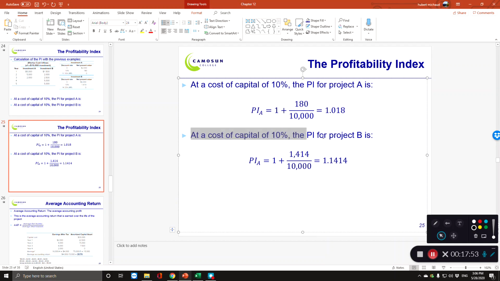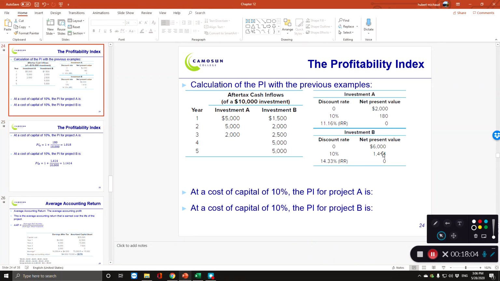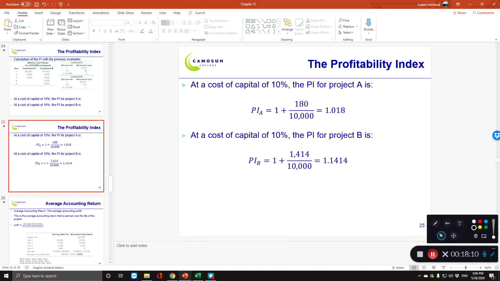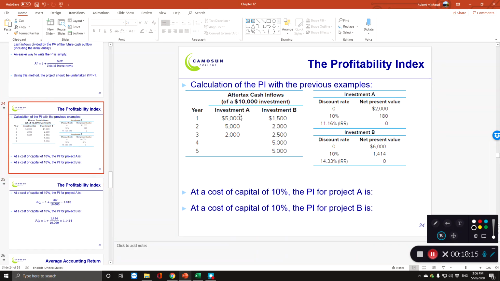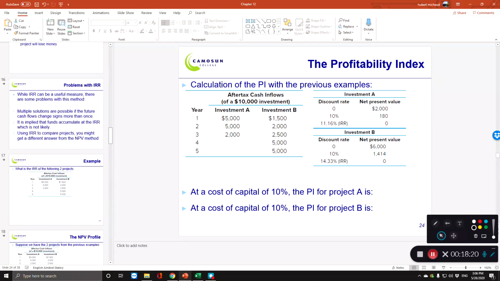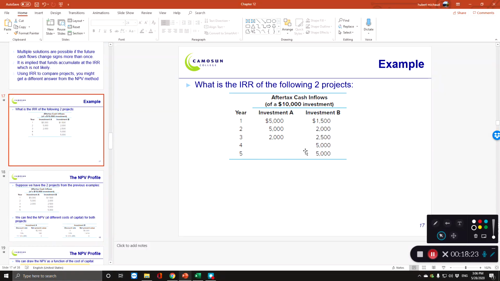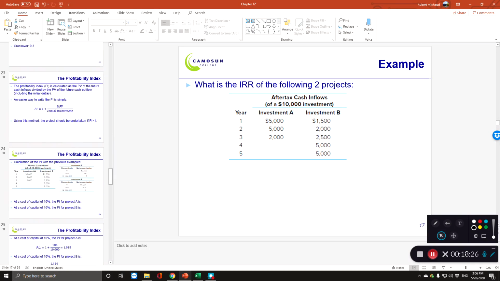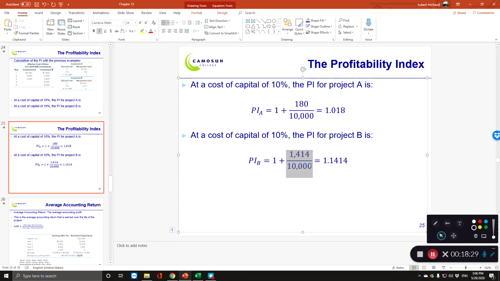If the cost of capital is 10%, the profitability index for project B is 1 plus the NPV divided by the initial investment. The NPV can be found here, investment B at a discount rate of 10%. The net present value is this, and the initial investment is 10,000. In case you're a bit confused, just remember these are the same projects that have been following us the whole time. The initial investment was just 10,000, which gives us a PI of 1.1414.